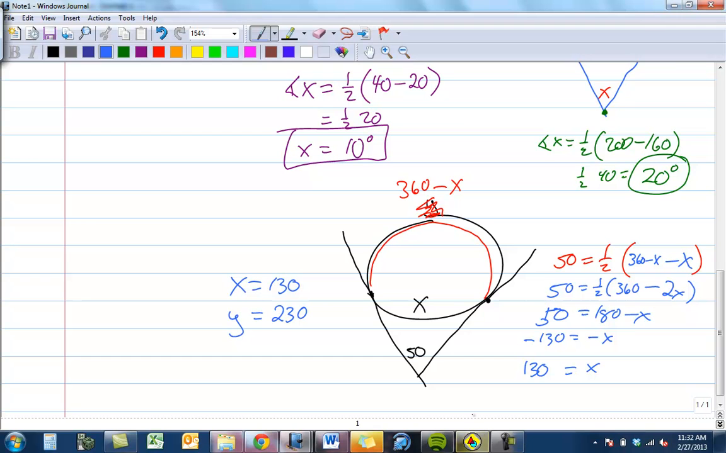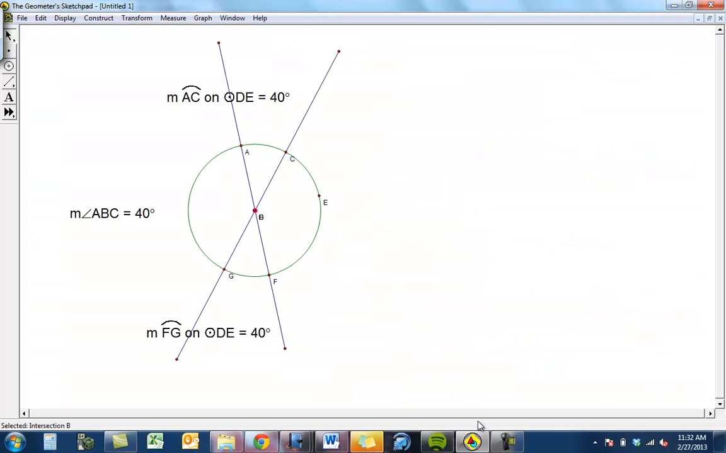So here's the thing. This next part is just a demonstration. This is a program called Geometers Sketchpad. Right here, angle ABC. The measure of angle ABC is 40 degrees. Now, I put ABC at the center.